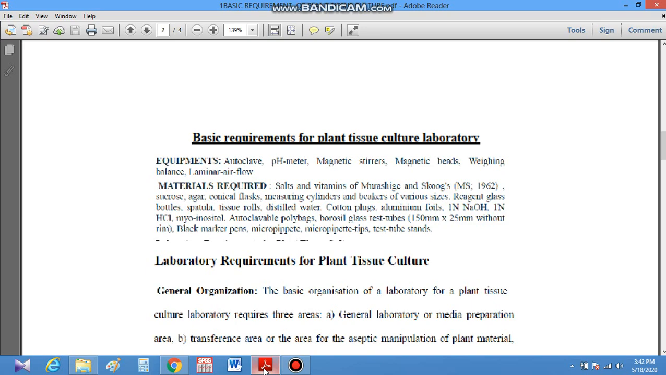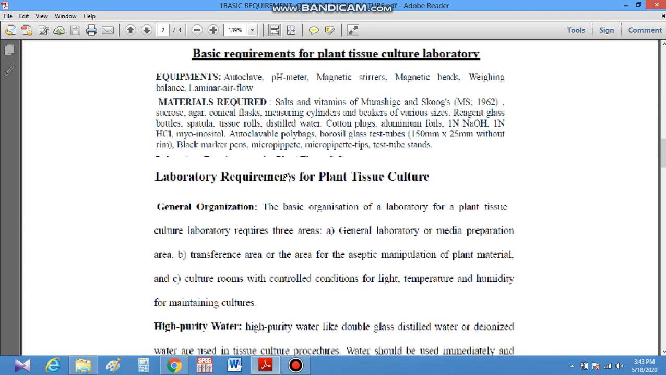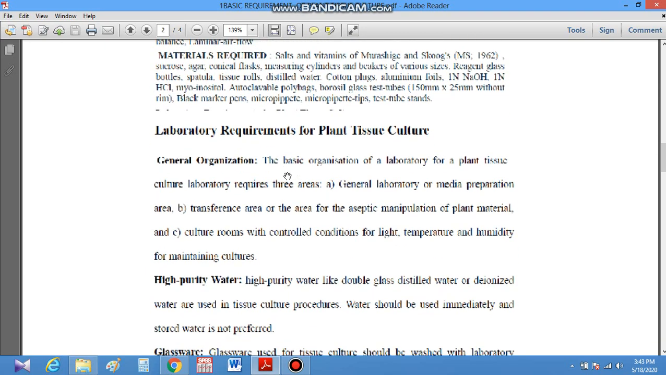First we should know about the basic requirements of a plant tissue culture laboratory, which equipment is required and what the basic needs are. An autoclave is required, a pH meter, a magnetic stirrer, magnetic beads, a weighing balance and a laminar airflow are essential equipment required in the laboratory. Besides this, some aseptic conditions should be maintained in the laboratory.